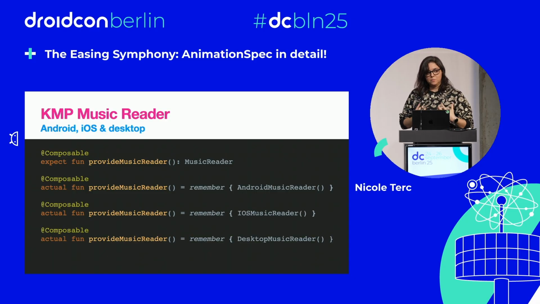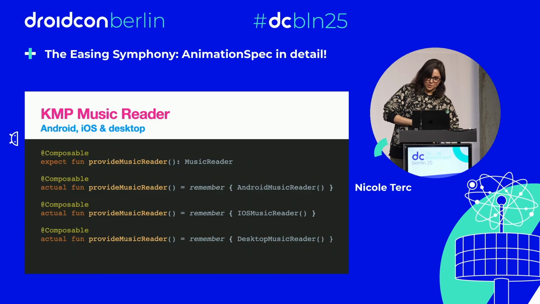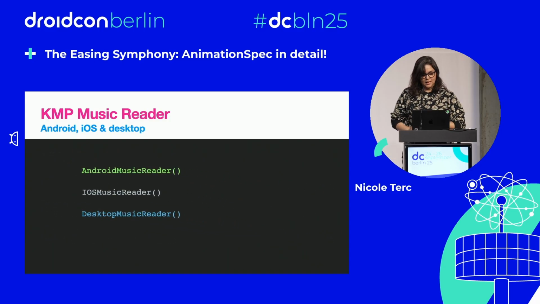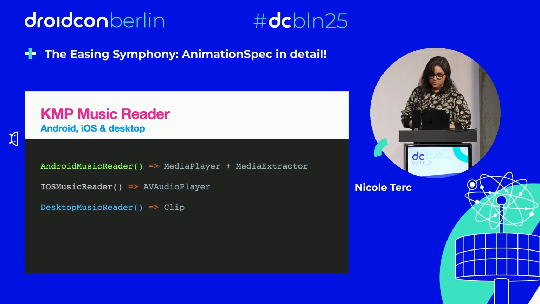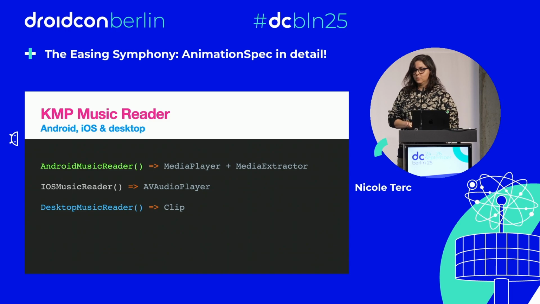I'm not going to go super deep into how I created each of the music readers, but just for you to know, for the Android music reader, I am using Media Player and Media Extractor. For the iOS one, I'm using AV Audio Player, and for the desktop one, I'm using Clip.